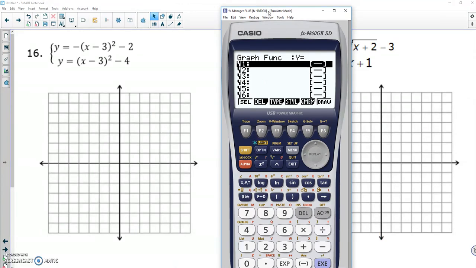Okay, problem 16. It looks like we have two parabolas. The first one's going to be facing down because of the negative in the front. Its vertex is at 3, -2. And then the second one has a vertex at 3, -4.